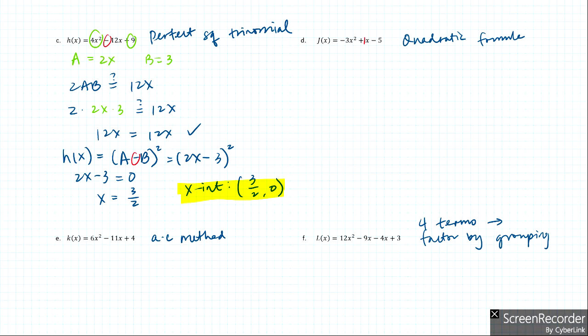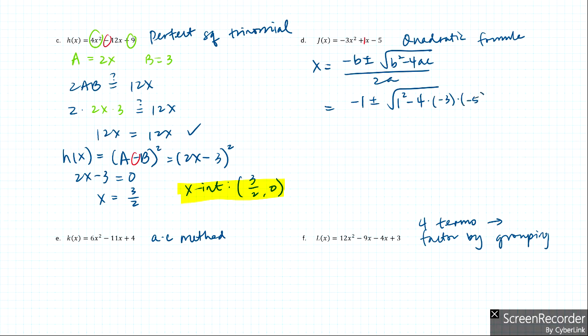Now moving on to part D, we already said the AC method won't work because A times C needs to be 15, and 15 only has factor pairs of 15 and 1 or 3 and 5. Neither of them add up to positive 1 as a sum. So using the quadratic formula, x equals negative b plus or minus the square root of b squared minus 4ac, all over 2a. Negative b is negative 1, plus or minus the square root of b squared, which is 1 squared, minus 4 times a, negative 3, times c, negative 5. And as I'm writing this, I hope you're recognizing something.